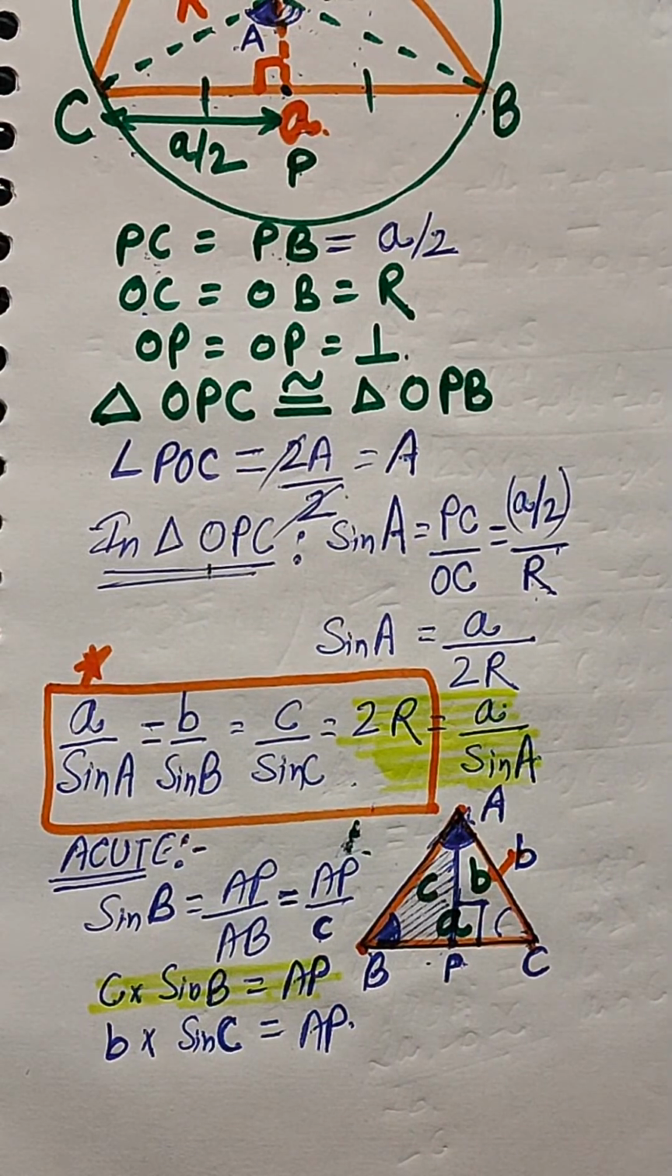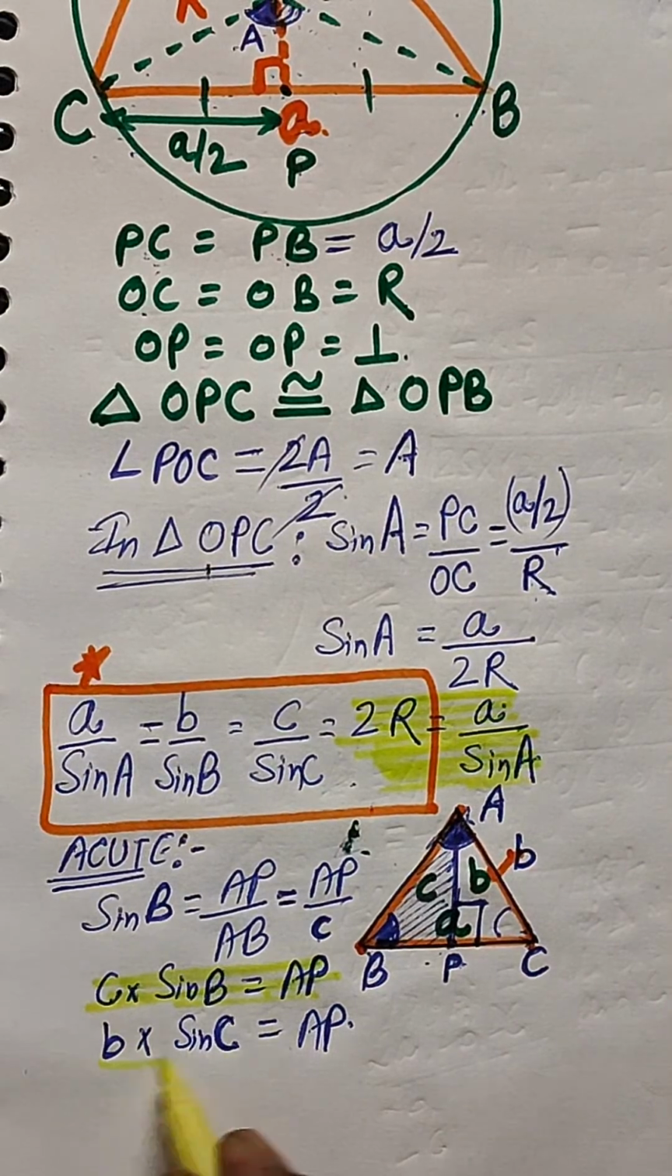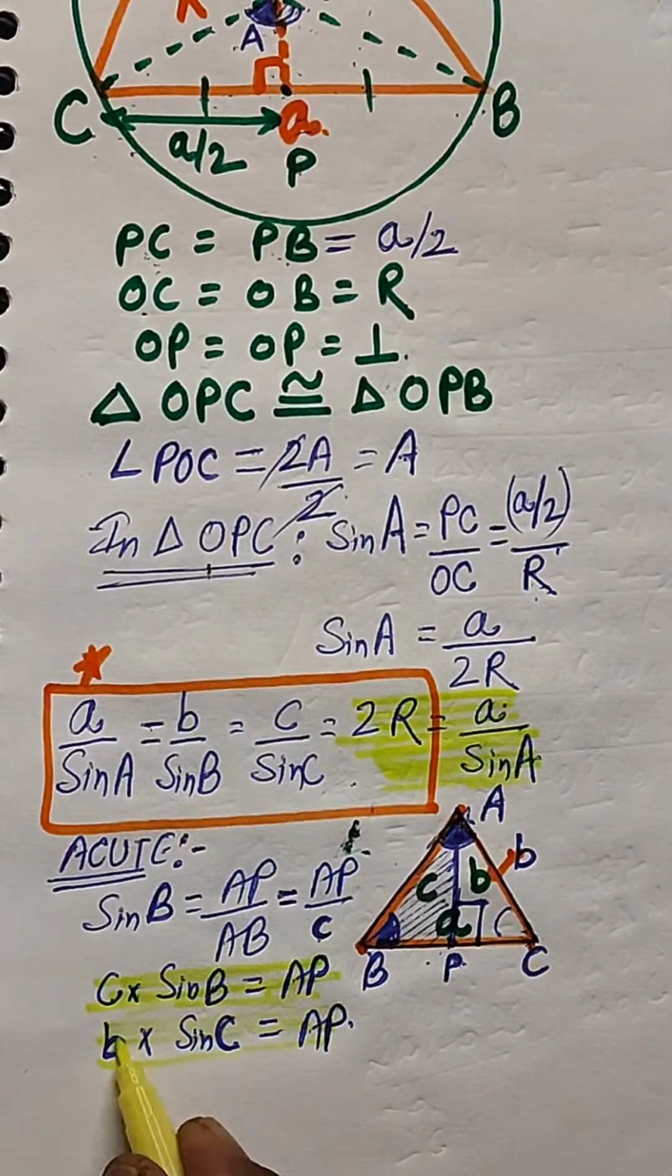So, hi Kailash, hello. So from here we can say that yes, b times sine C is also equal to AP, right?